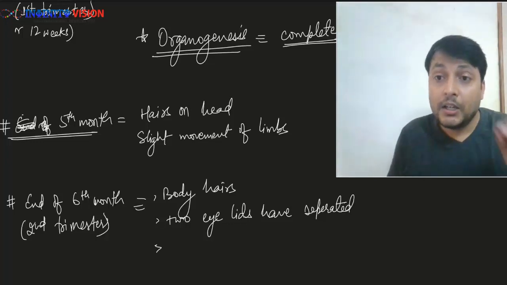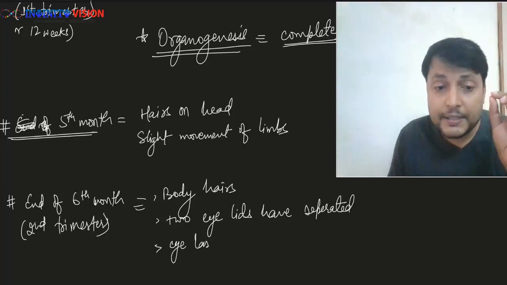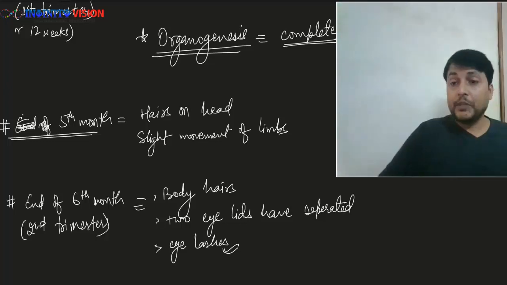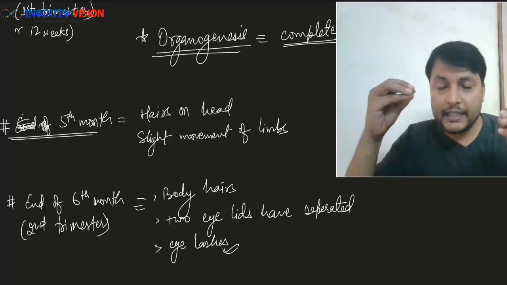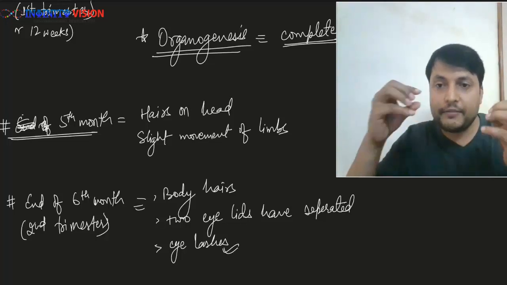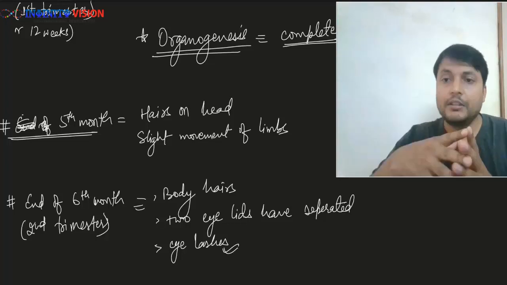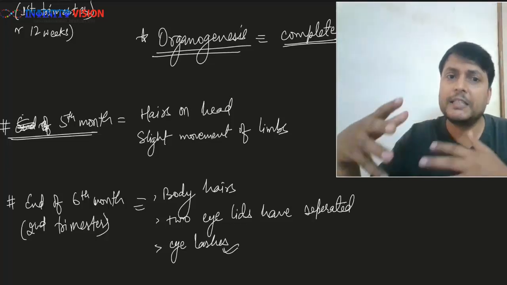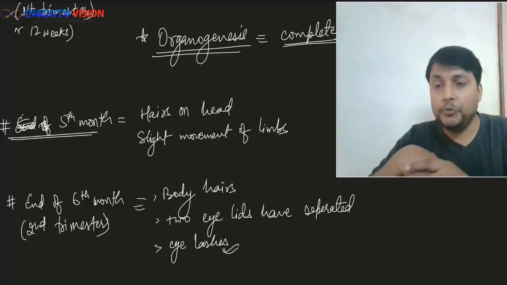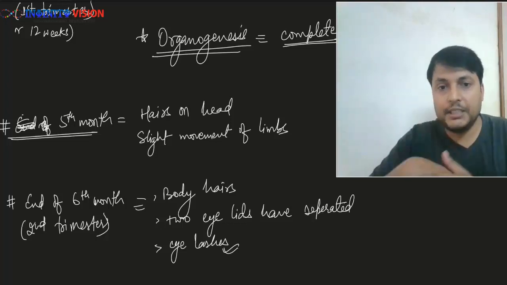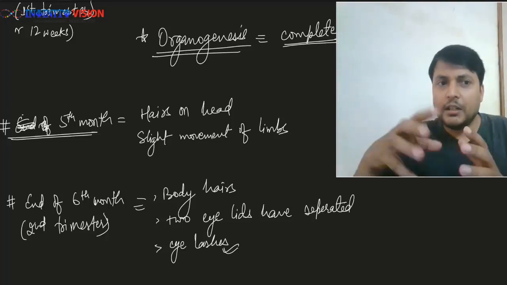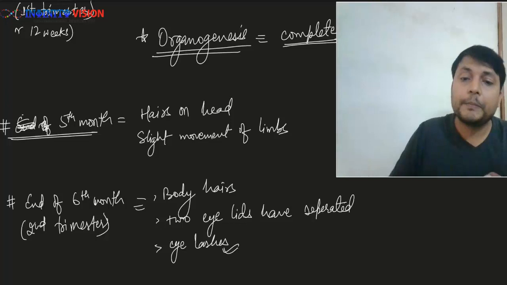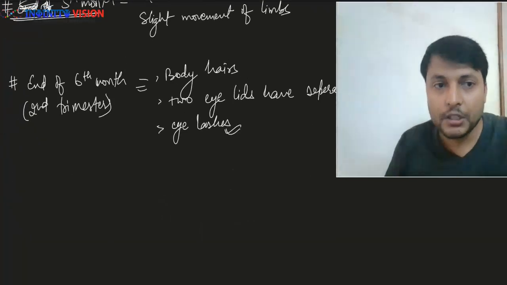What else do we see? We also find that the eyelashes have grown by the end of the 6th month. So by the end of 6 months the growing fetus can open its eyes, has eyelashes, has body hairs, and there is more movement of limbs. From the 7th month onwards the female can feel a lot of the movements, movement of both hands and feet. Great. So these are some of the milestones of fetal development in chronological order through the gestation period.